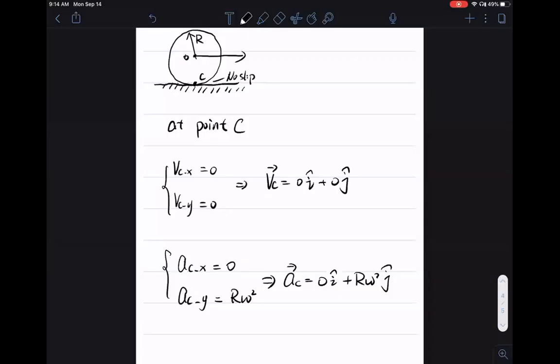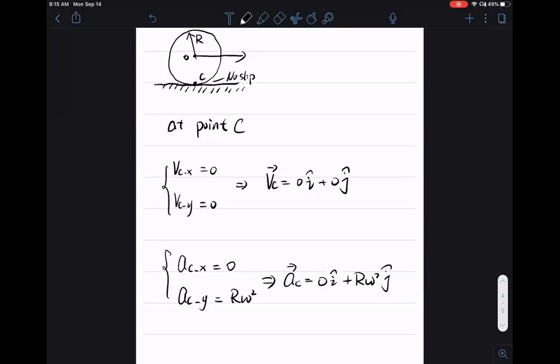So the first case of no slip condition, if we have a wheel on a fixed horizontal surface, instantly we know two things. We know the velocity, we know the acceleration at point C. So whenever you do homeworks or exams, you see those words, no slip, the first thing you should write down on your solution is, this is case one, no slip, and this is the velocity, this is the acceleration at contact point.